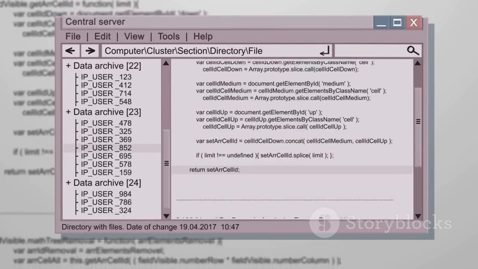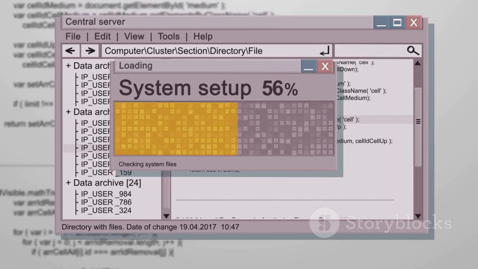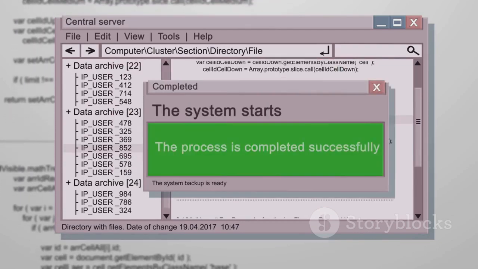In essence, an operating system is a symphony of components working together to make our interaction with computers seamless and secure. Quite fascinating, isn't it?